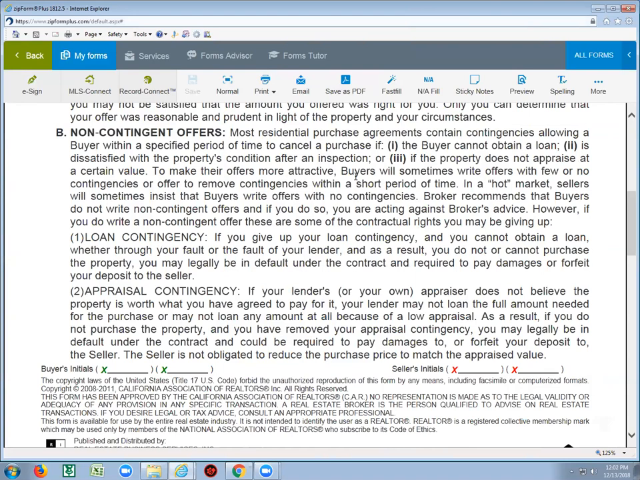Number 2, appraisal contingency. If your lender or your own appraisal does not believe the property is worth what you have agreed to pay for it, your lender may not loan the full amount needed for the purchase, and may not loan any amount at all because of the low appraisal. Sometimes the lender can refuse to fund the loan because of the appraisal.